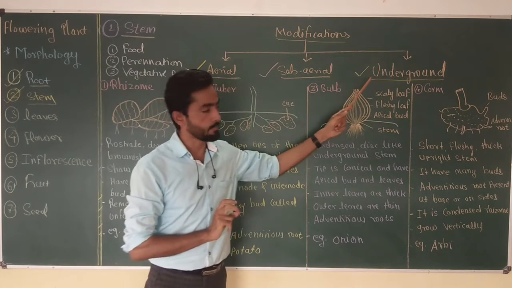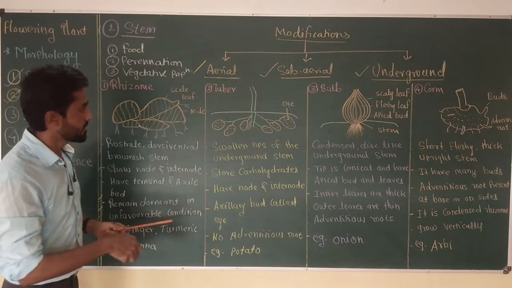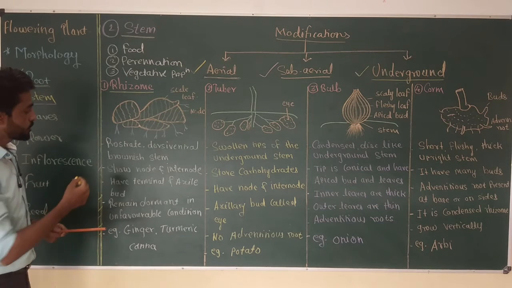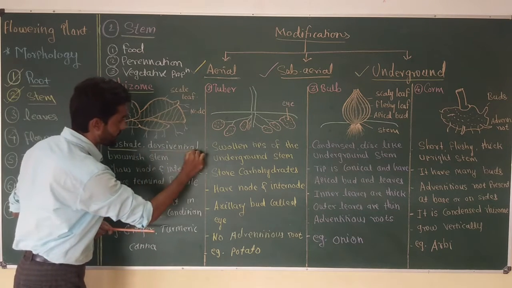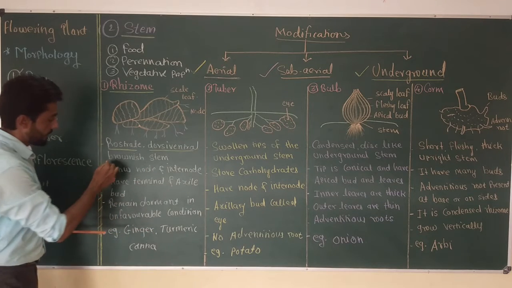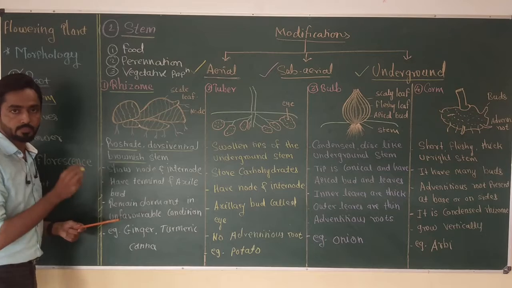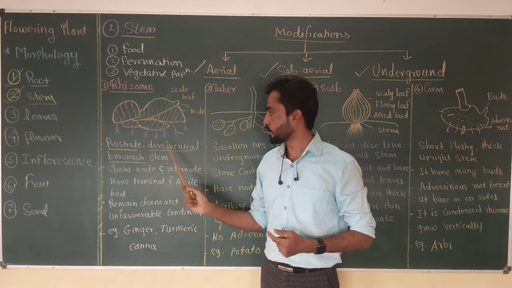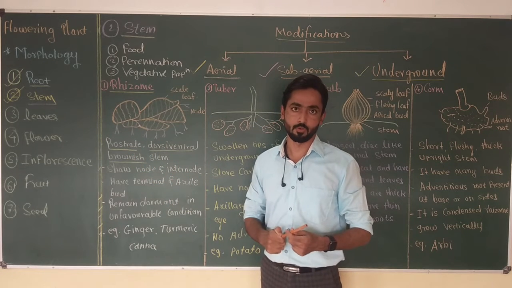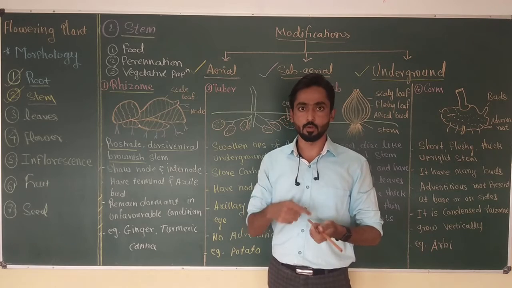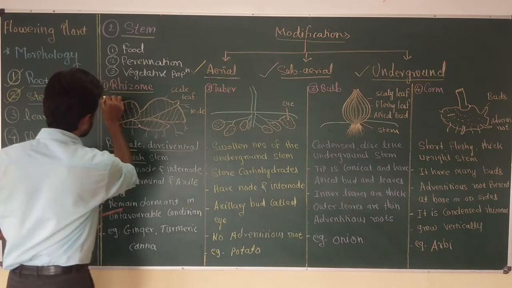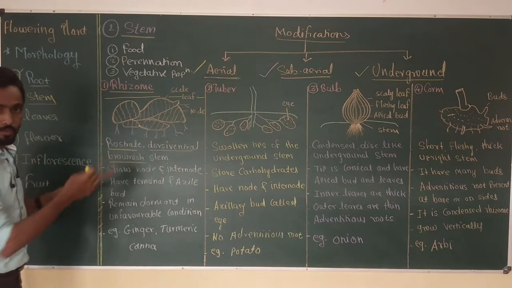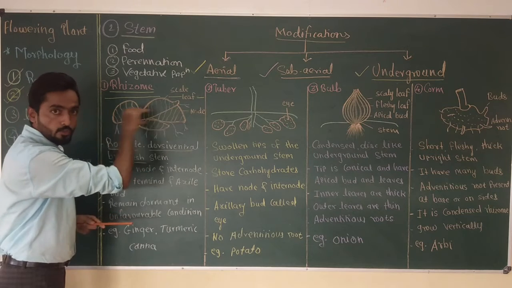Okay, the stem gets underground modification, and the first example of it is rhizome. Okay, in case of rhizome, the stem shows prostrate dorsiventral growth, and it is generally brownish in color. So the first important character of the rhizome type of stem is that it is a prostrate dorsiventral brownish stem which grows horizontally below the soil surface. Suppose this is the soil surface. In that case, the rhizome is going to grow below the soil surface in a horizontal manner.